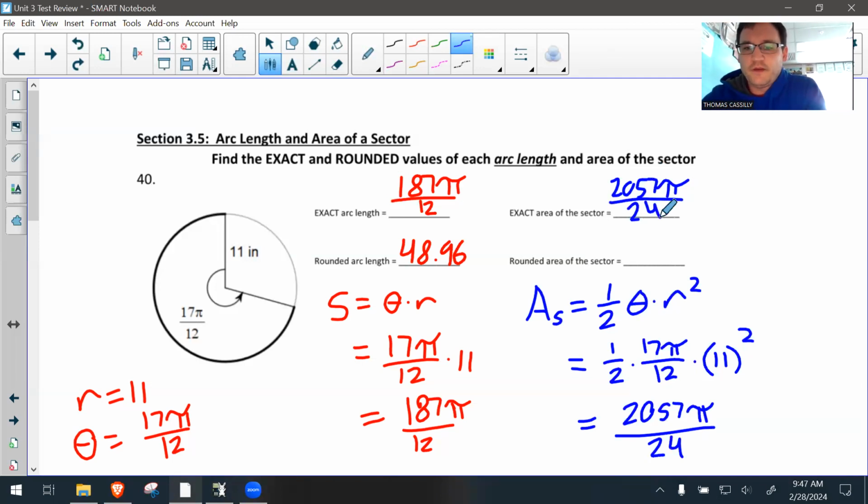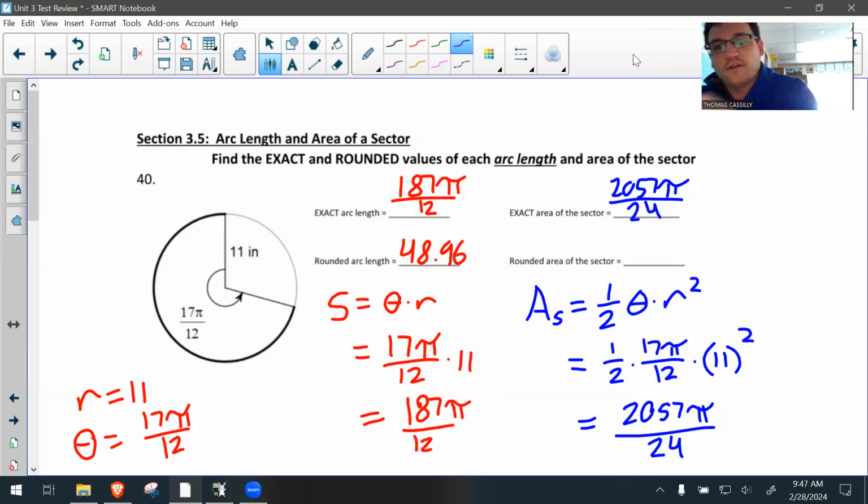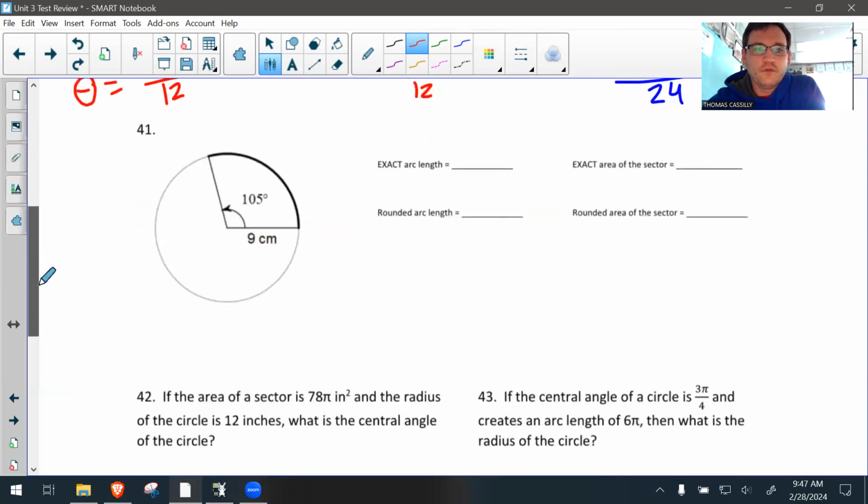And to figure out the rounded value, just multiply this fraction by pi, and that's going to give us 269.26. And that one's done. If we wanted units, this is square inches. This one is just normal inches. All right. Let's see the next one. We've got 3 more here.